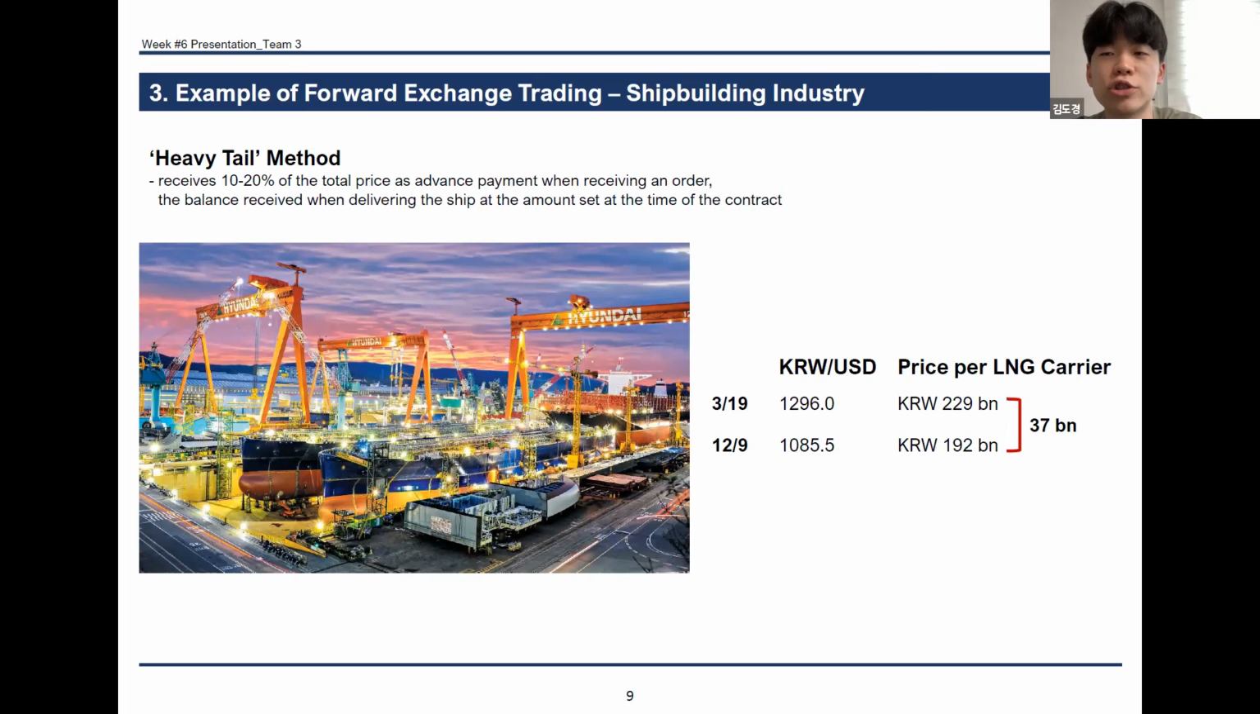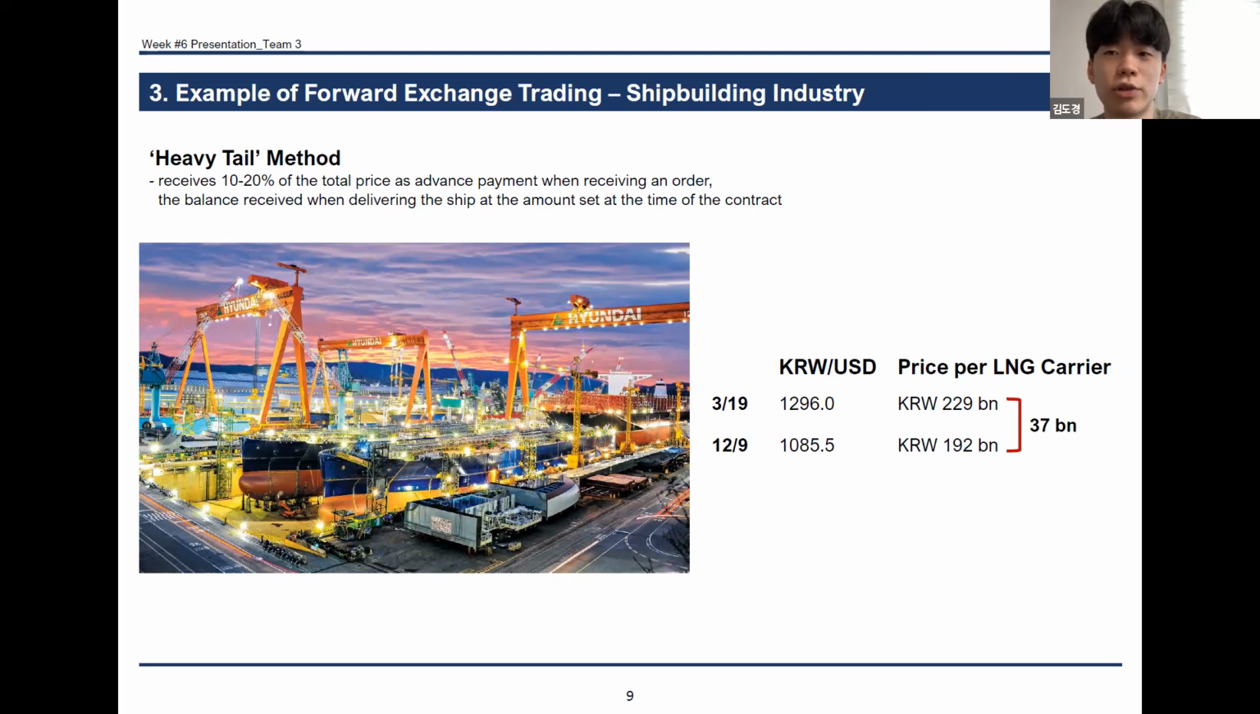In particular, the shipbuilding industry is regarded as one of the industries with the largest changes in performance due to exchange rate fluctuation. It is vulnerable because payments are received from overseas shipping companies in a heavy tail method after a considerable period of time. The heavy tail method refers to a method that receives 10 to 20% of the total price as advance payment when receiving a ship order and the balance received when delivering the ship.